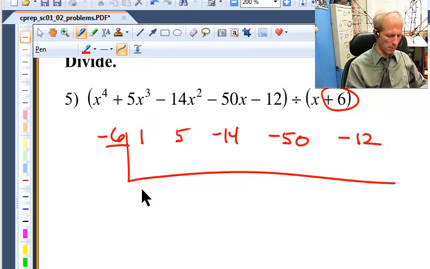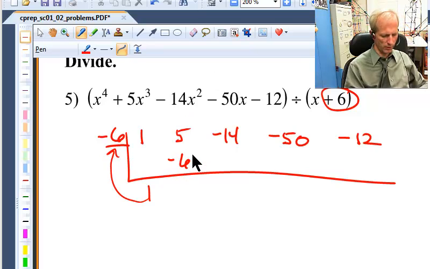And then I always start by bringing down the first term. So the first term is 1, so I multiply it by -6. That goes in the next free spot. Then I add downward. So that's going to give me -1.